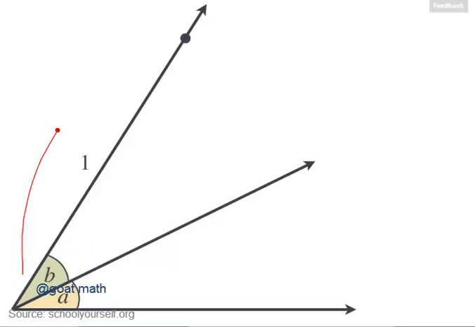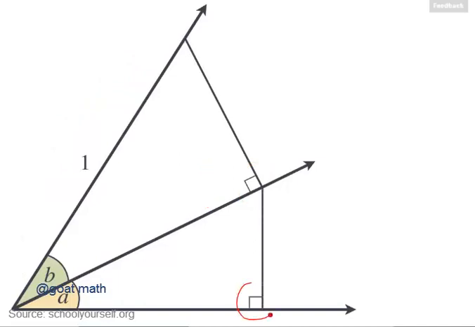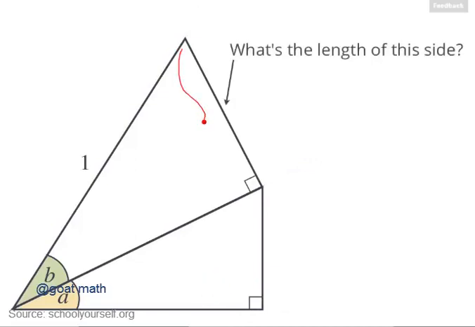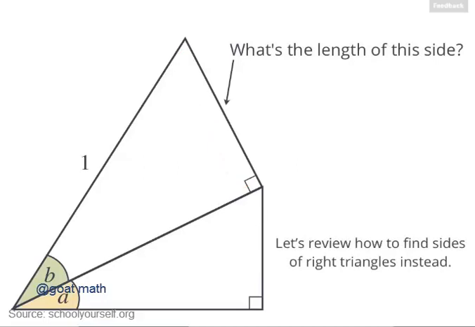Let's go out a distance 1 along this top line and draw another line that's perpendicular to this line here. And let's do that again, drawing a line that's perpendicular to the line at the bottom. First off, what's the length of this side up here? If you're not sure how to get started on this question, definitely click down here to review.